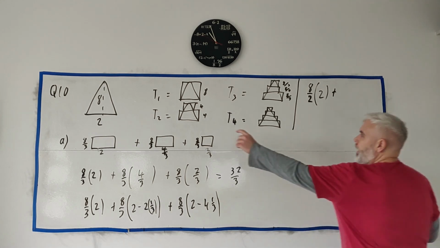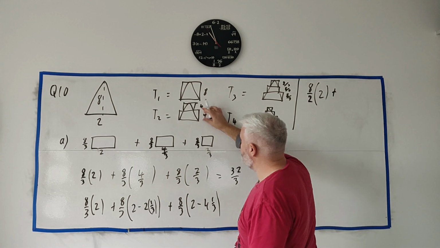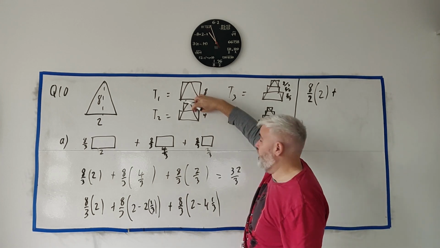Plus this one on top. So basically, what is this height here? This height is 4. What is this width here? I apologize.